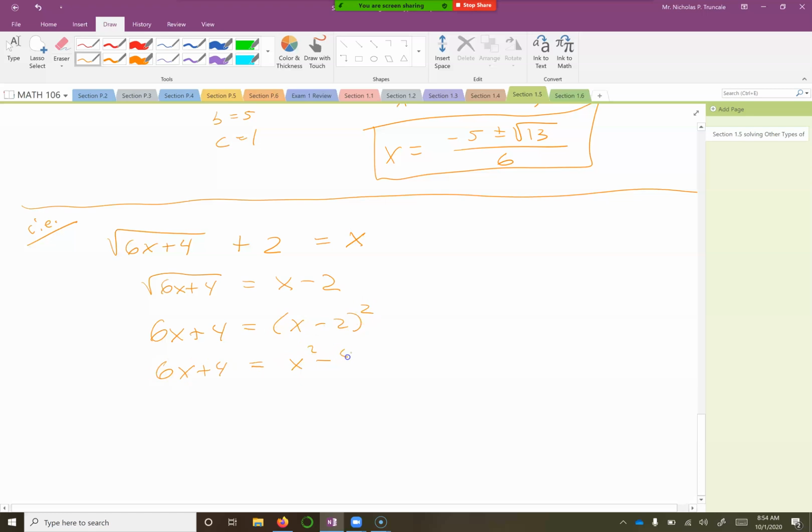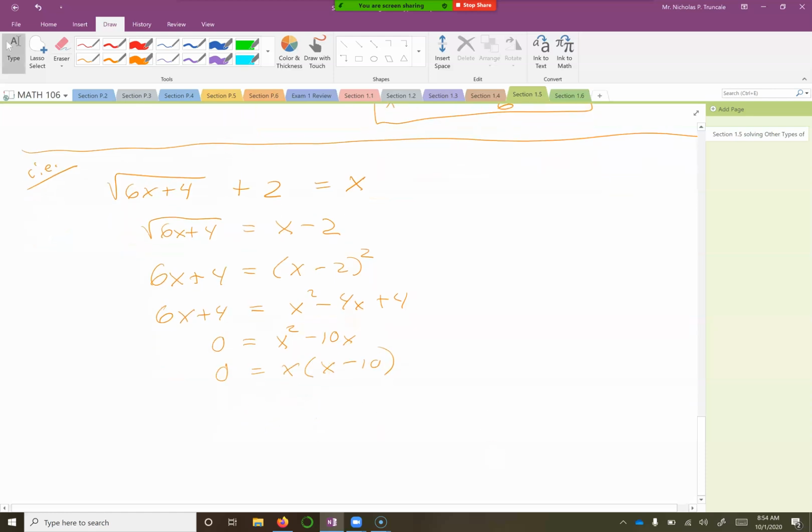x squared minus 4x plus 4. And then you combine like terms. Let's see, I'm bringing over a negative 6x, so negative 10x. And then, oh, is that one really that easy? It is. The 4's cancel, and we're left with that. Now it's a two-termer. We know we could factor out an x, and we get x times x minus 10. So that's showing us that the two solutions are x equals 0 or x minus 10 is equal to 0, so another solution for x is 10.